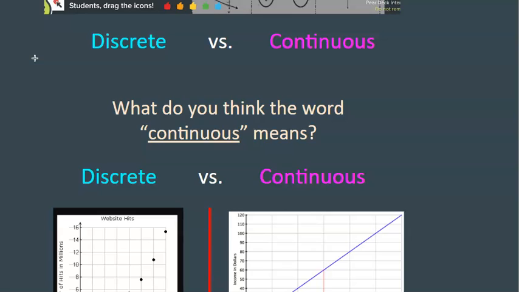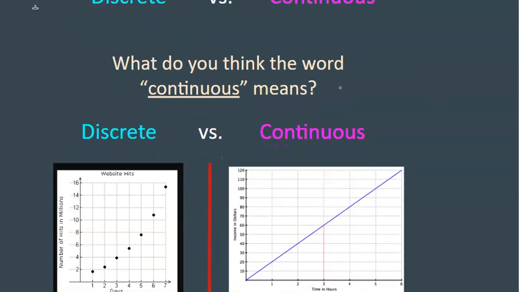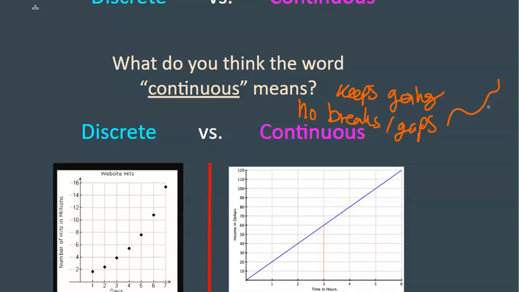Discrete versus continuous. What do you think the word continuous means? Continuous just means that it keeps going, no breaks or gaps. So like a solid curve, that is continuous. It's measured. Discrete is counting, and it's just a set of points.